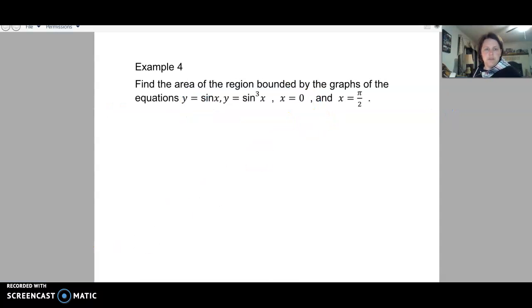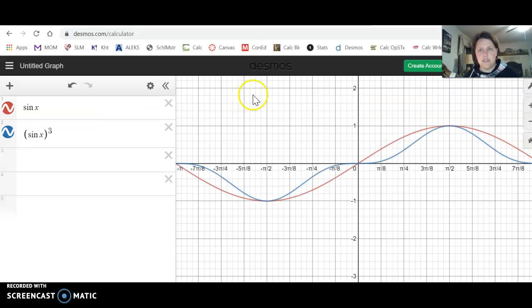Alright, moving on to example number 4. We need to find the area of the region bounded by the graphs of the equations y equals sine x and y equals sine cubed x from x equals 0 to x equals pi over 2. I went ahead and graphed this on Desmos so that we can see what it looks like. This is kind of a cool graph. The red is sine x and the blue is sine cubed x.